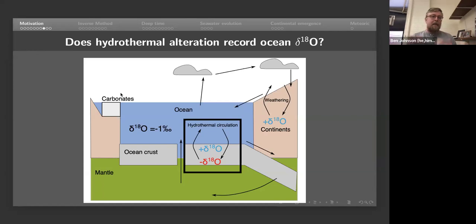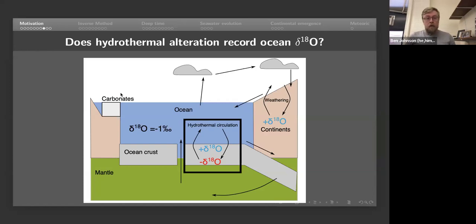Carbonates can be reset, they can be diagenetically altered. And so I'm not saying in this talk that those values don't mean anything, because there's clearly meaning in those data, and we'll see that later. But what we're going to ask instead is, can we use this other place where water and rock interact in a way that we understand to get at the δ18O value of seawater?